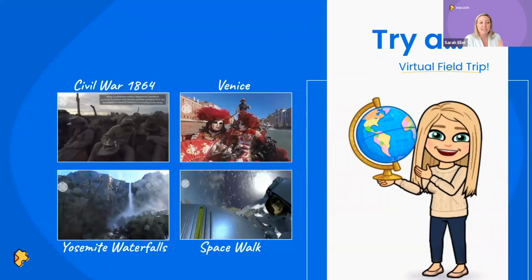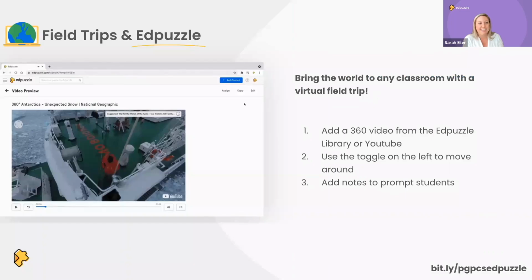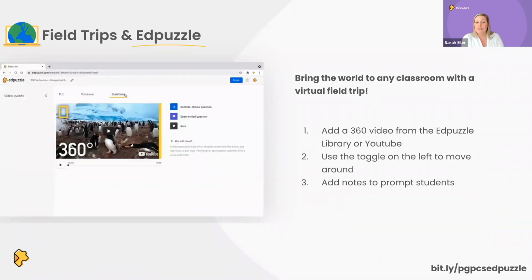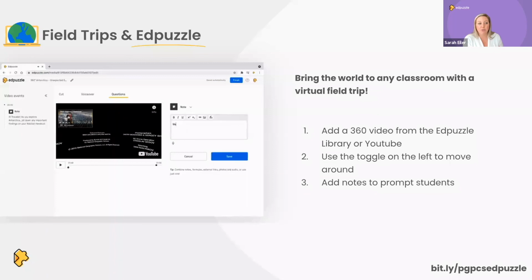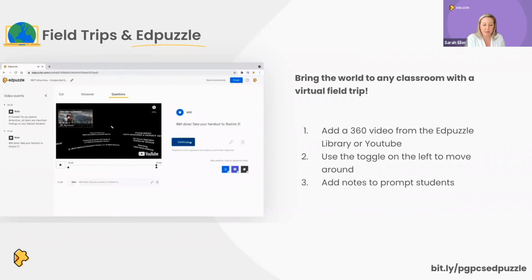So virtual field trip ideas: there's lots of pre-existing 360-degree videos on YouTube. So all of those you can utilize. Nat Geo has a lot too for science and social studies, if we're being honest. And all you have to do is add your 360 video from the Edpuzzle library or from YouTube, use the toggle on the left to move around, and add notes to prompt your students. So it's a great way to add in those reflection items for a virtual field trip, because obviously the experience in itself is exciting, but you can add in those ways for students to reflect and look back and analyze what they learned as they were looking at that 360 video.